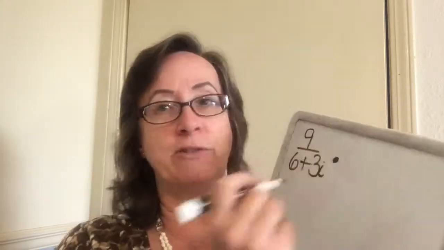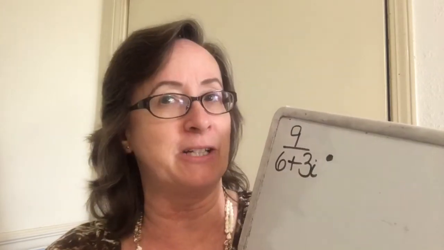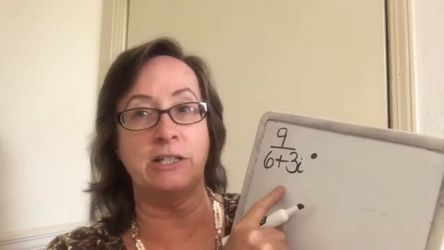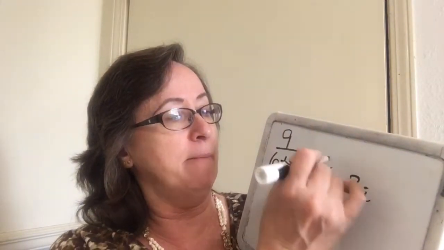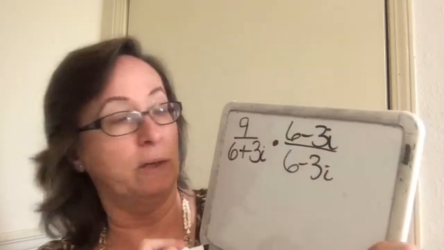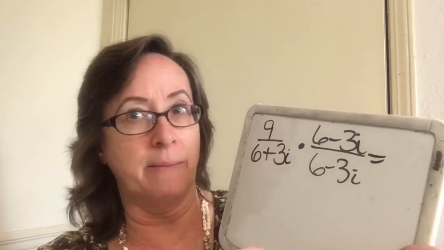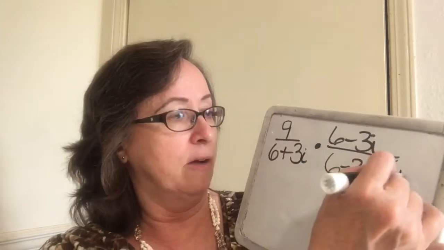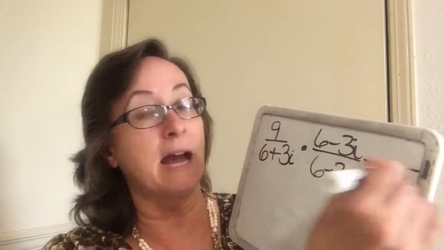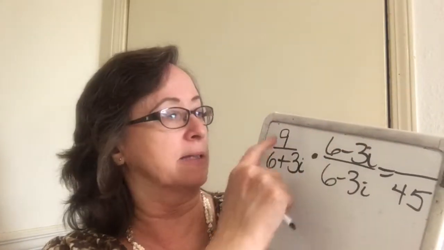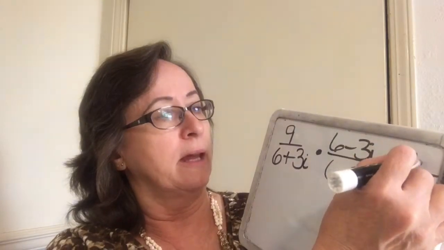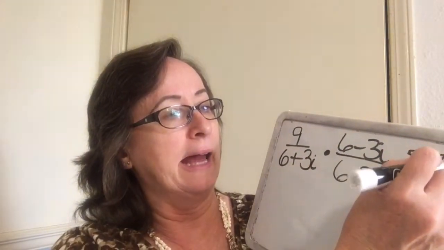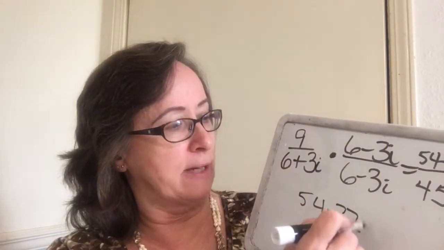Okay, so now we're going to take what we just learned on the last board. When we multiply by a conjugate, we lose all of our imaginary parts. So we're going to multiply by 1 in the form of the conjugate of the denominator, 6 minus 3i over 6 minus 3i. And when we do that, the denominator is going to become a squared plus b squared, or 36 plus 9, and 36 plus 9 will be 45. In the numerator, we're going to distribute the 9 across. So 9 times 6 is 54, minus 9 times 3i is negative 27i. Okay, so 54 minus 27i over 45.